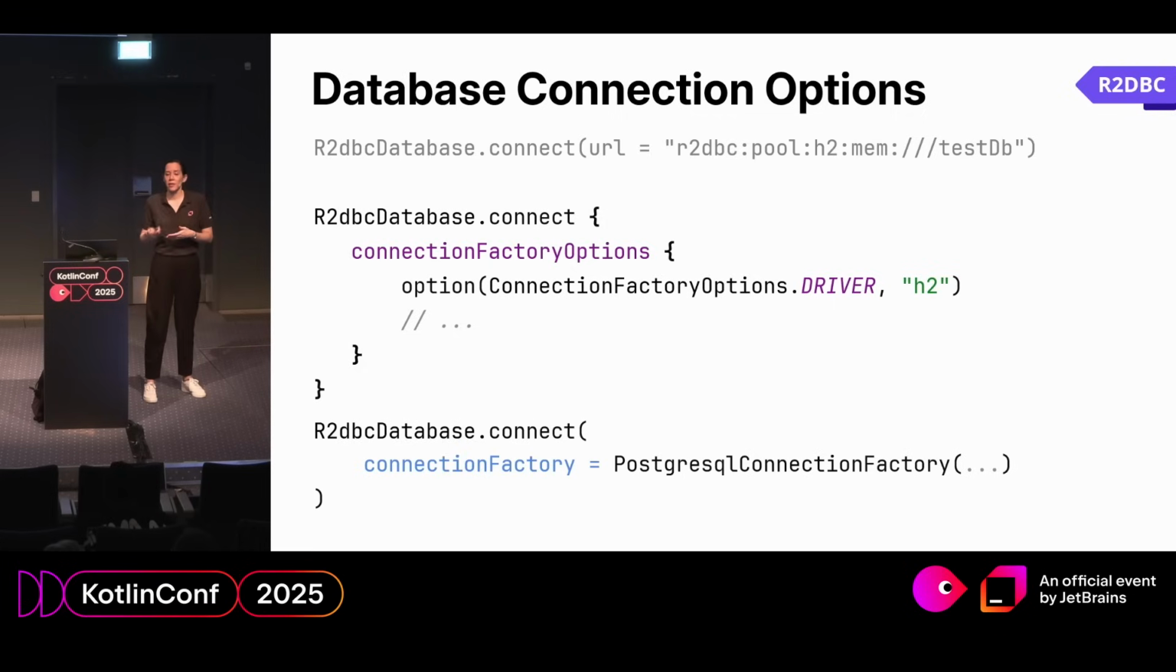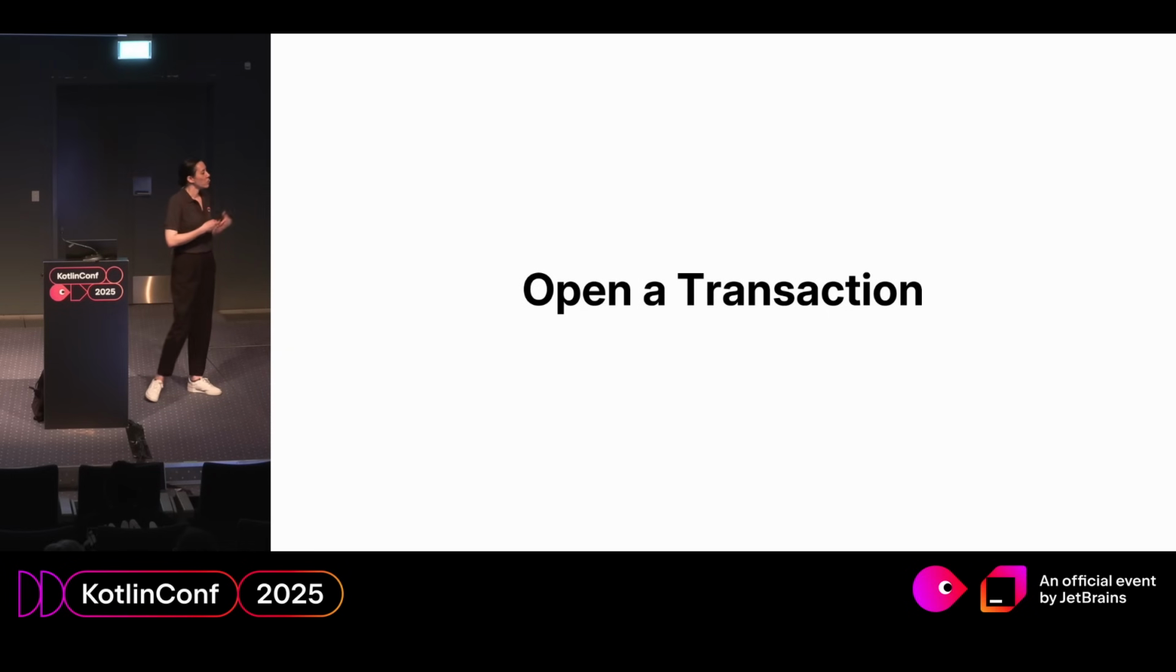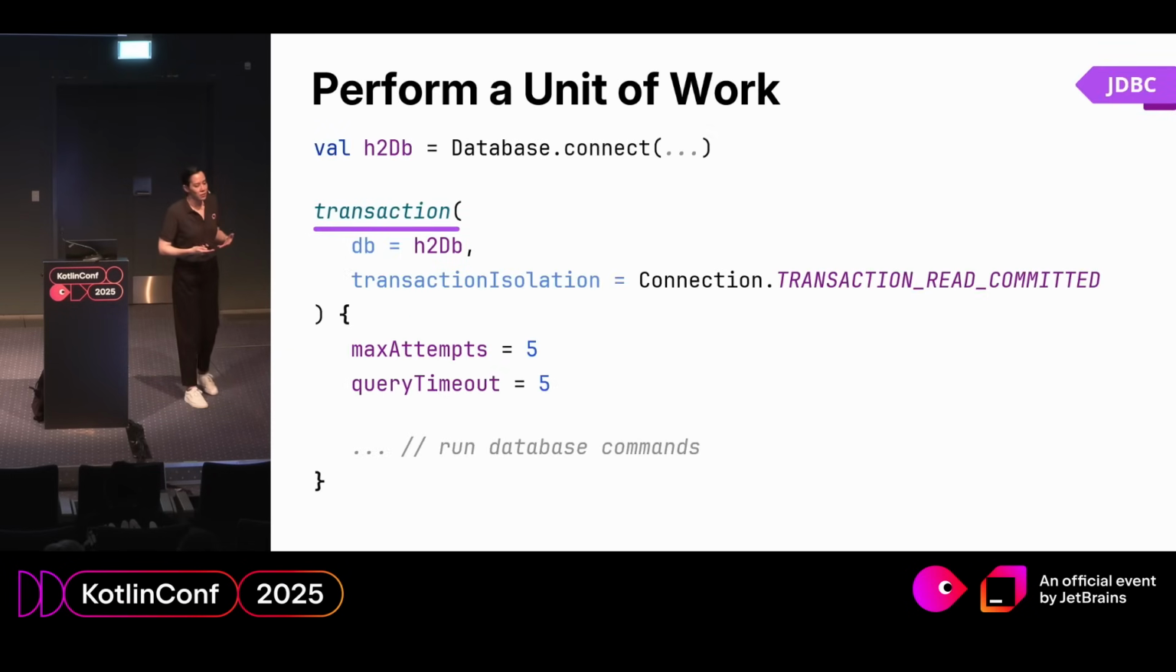And now that you have a means of getting a connection, you want to perform a unit of work, you want to open a transaction. With JDBC, we call transaction. To get a JDBC transaction instance, we provide our database, we provide transaction level configuration parameters, and in our transaction lambda, we can perform any database operations that we want.